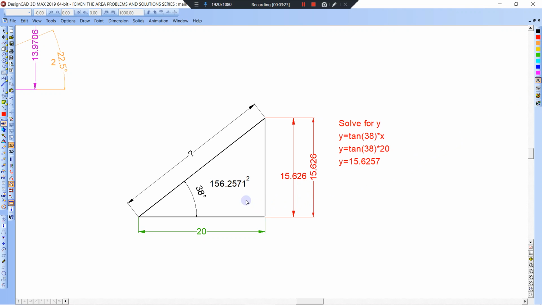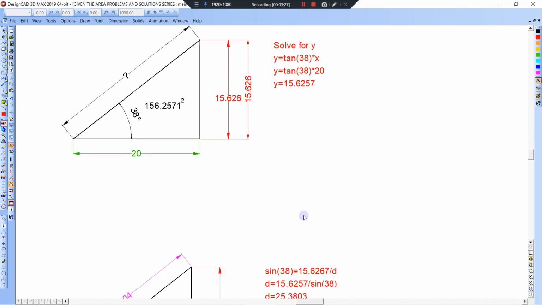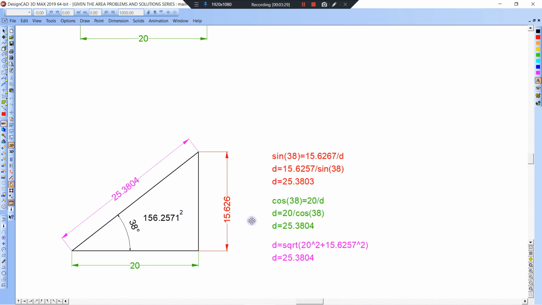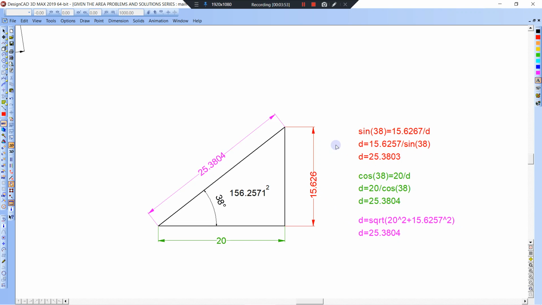Let's take a look at this. This is a curious case for me. There are three different ways to solve this. We could use the sine of 38 as 15.626 over d, or whatever you want to call it, d or x, and solve it that way. The cosine would be 20 over d, and we solve it that way. Or I could go with this squared plus this squared equals this squared, using the Pythagorean theorem. You would solve all three of them to give the same result.